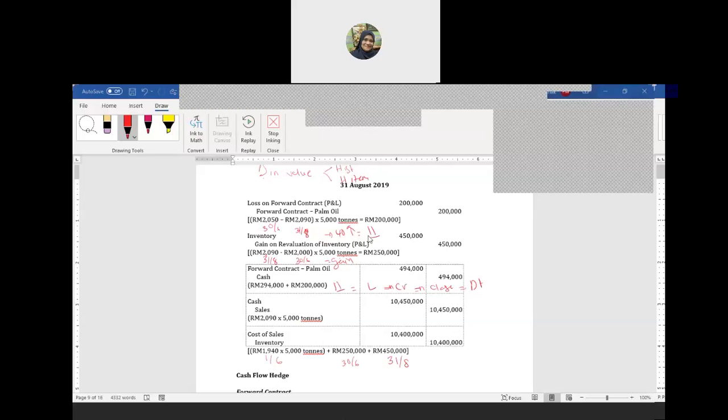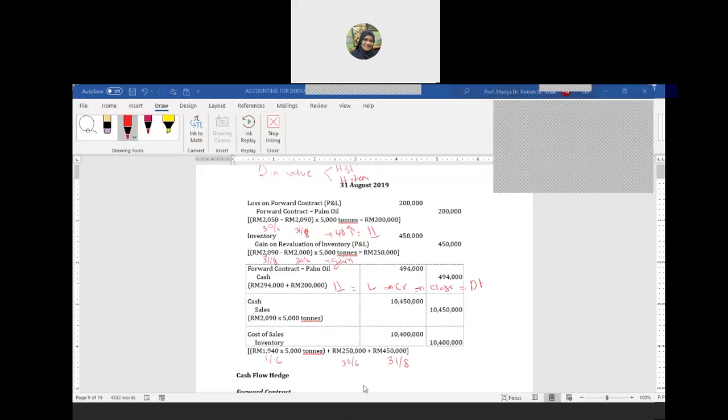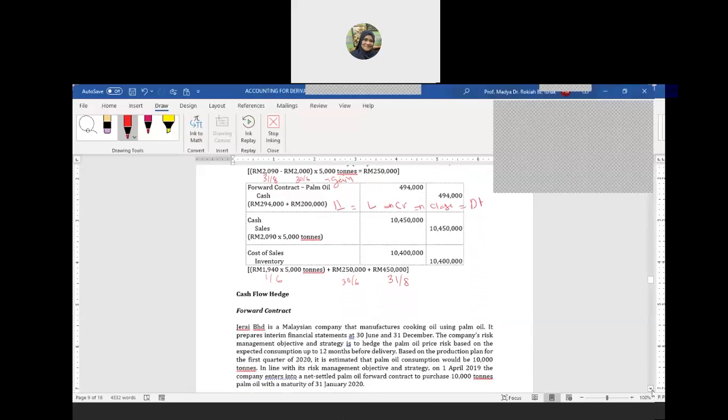Okay, so we're going to proceed. No questions for the fair value. So we proceed with the cash flow hedging. Okay, cash flow hedging is a little bit complicated for these examples. So we try to protect that one fully.